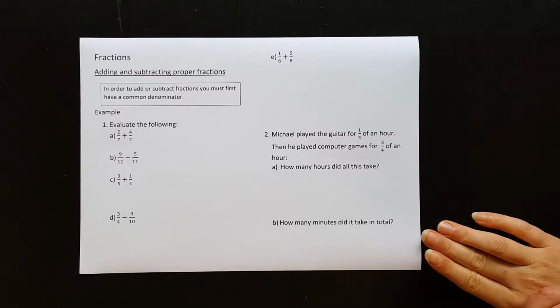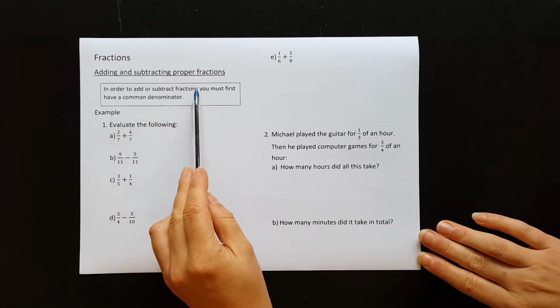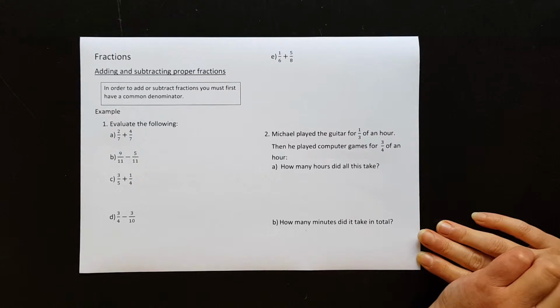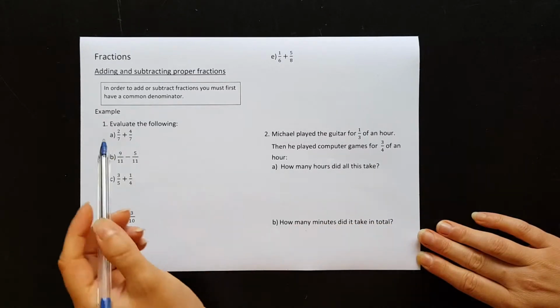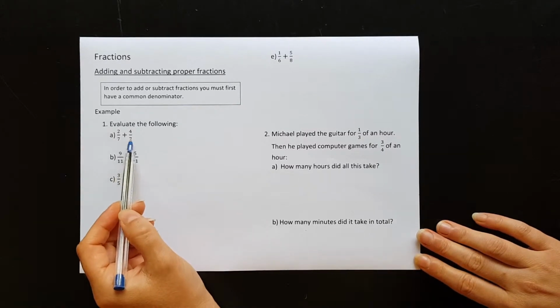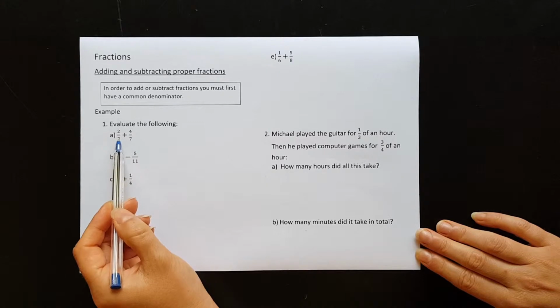Today we are learning about fractions and we're going to be adding and subtracting proper fractions. So we've been learning about equivalent fractions and finding common denominators, which is very important because in order to add or subtract fractions, you must first have a common denominator. If we look at question 1a, you'll see that we already have a common denominator. Both of the denominators are 7.